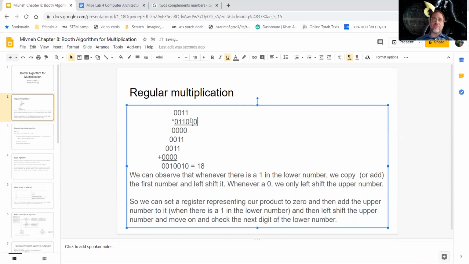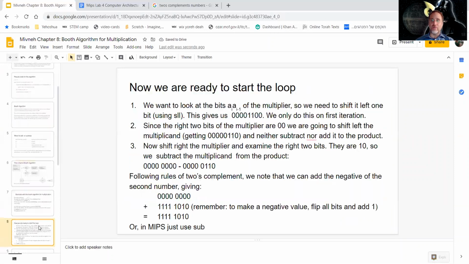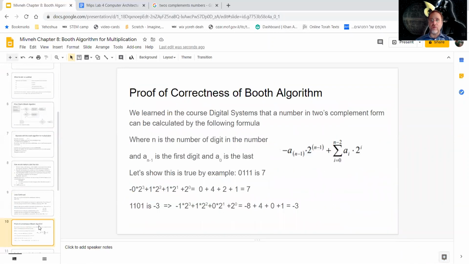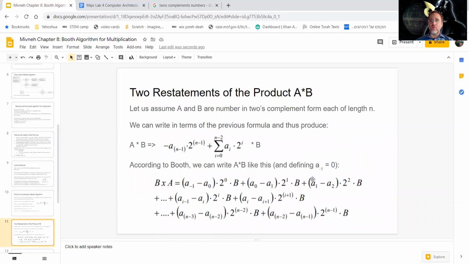So we have to talk about digit -1, because this is digit 0, and digit 1, 2, and 3. So if this is digit 0, then this digit that's not there is digit -1. So we need to talk about that. We need to relate to it. We need to include it in our formula. So we're defining A -1 as 0.